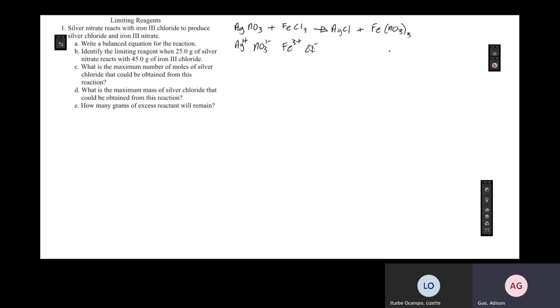Okay, so next step is we're going to have to balance the overall equation. Let's check. Starting with silver, looks like 1 silver, and then 1 silver. Over here we have 1 nitrate, and over there we have 3 nitrates. So what I'm going to do to balance that is put a 3 over here, triple everything. Unfortunately, that means we now have 3 silvers and 3 nitrates. So we're going to need to adjust our silvers. I'm going to put a 3 in front of this silver chloride.